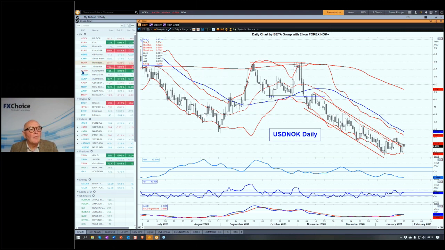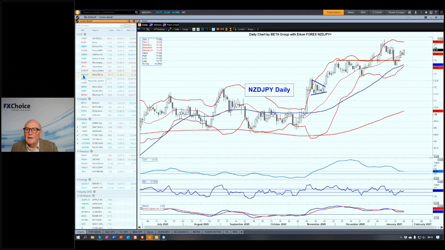The next, rather than go to the yen, I'd like to go to the New Zealand dollar versus the yen to cover two in one go here.